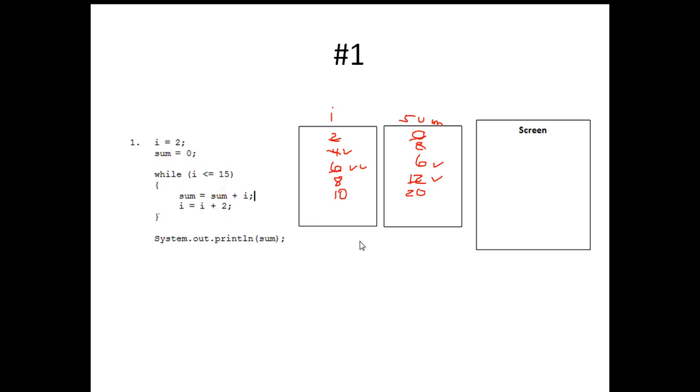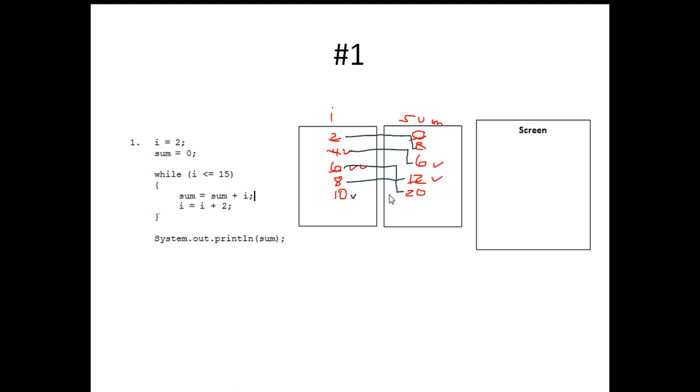Okay, now we're going to do a shortcut to finish this off. If you'll notice, right now I is 10 and sum is 20. And if you notice the pattern going on here, 2 plus 0 is 2. 4 plus 2 is 6. 6 plus 6 is 12. And 8 plus 12 is 20.